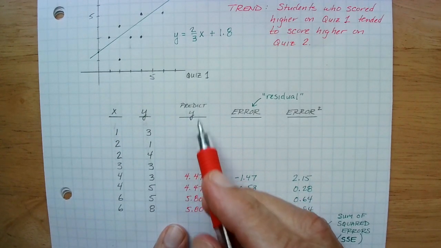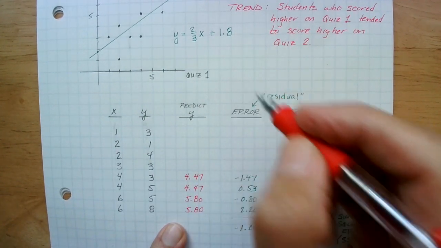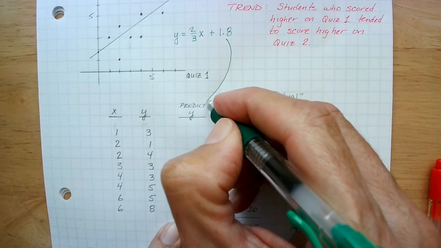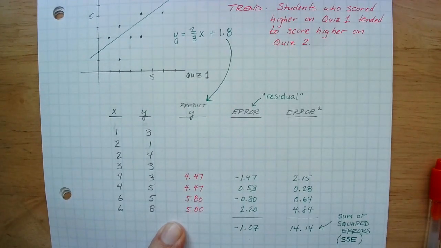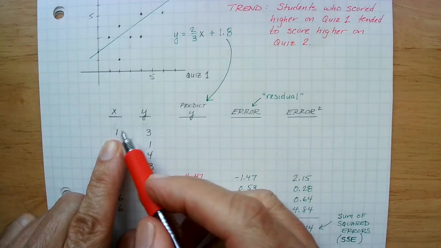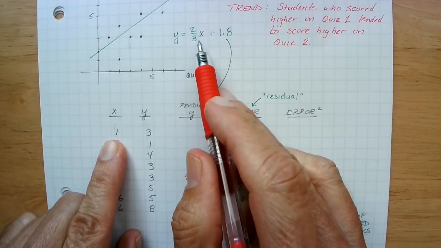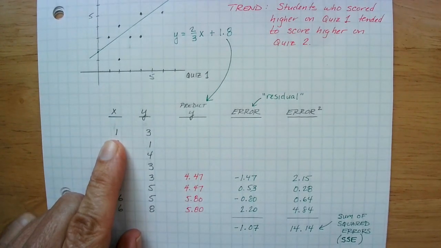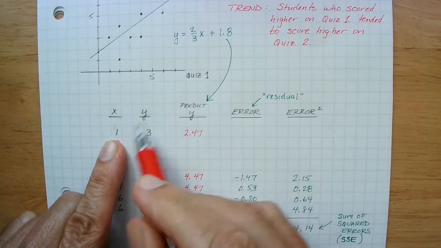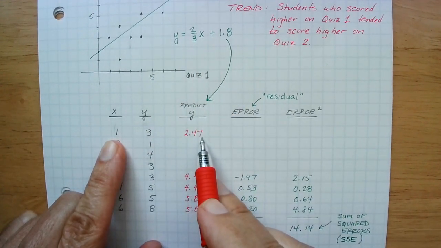And then next to that, you set up what's called a prediction column. And this is based solely on the equation. The equation I went with is what I'm going to use to make predictions. So what I'm going to do is plug 1 into my formula. So 2/3 plus 1.8. Let me do that on my calculator. I get about 2.47. So that would be the predicted y value. If I plug 1 into my equation, it's predicting a y value of 2.47.